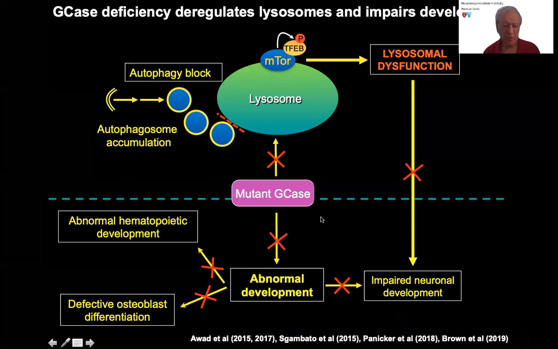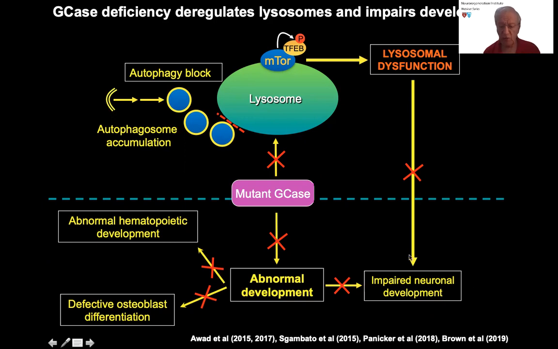But what we have learned from our work is that there is another aspect that has not been very well studied until now, and that is that the mutant glucocerebrosidase causes abnormal development in several types of cells. We have found abnormal hematopoietic development, which recapitulates the anemias seen in patients. We have seen defective osteoblast differentiation, which recapitulates the osteoporosis and skeletal deformities and problems in type 2 and type 3. And then we have seen impaired neuronal development. And this has not been described before.